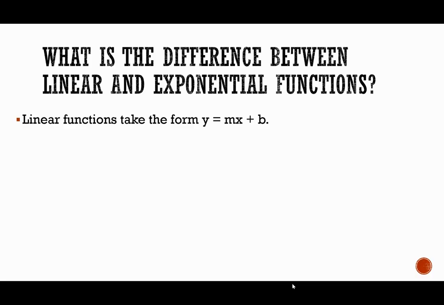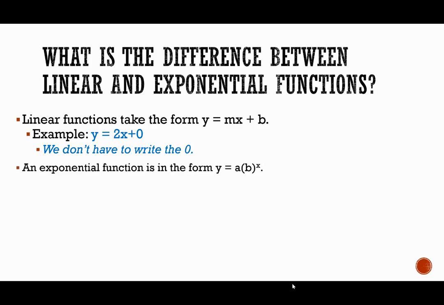Well, a linear function in slope-intercept form is y equals mx plus b. You might have something like y equals 2x plus 0. We don't have to write the 0, but it helps me to know that my y-intercept is 0 and my slope is 2. For an exponential, they take the form y equals a times b to the power of x. And this exponent of x is the reason why it's called an exponential function, just as an aside. You might have an exponential function that looks like this, y equals 1 times 2 to the power of x. We don't have to write the 1, but it helps me to understand that that's my initial value. That's the y-intercept for that function.